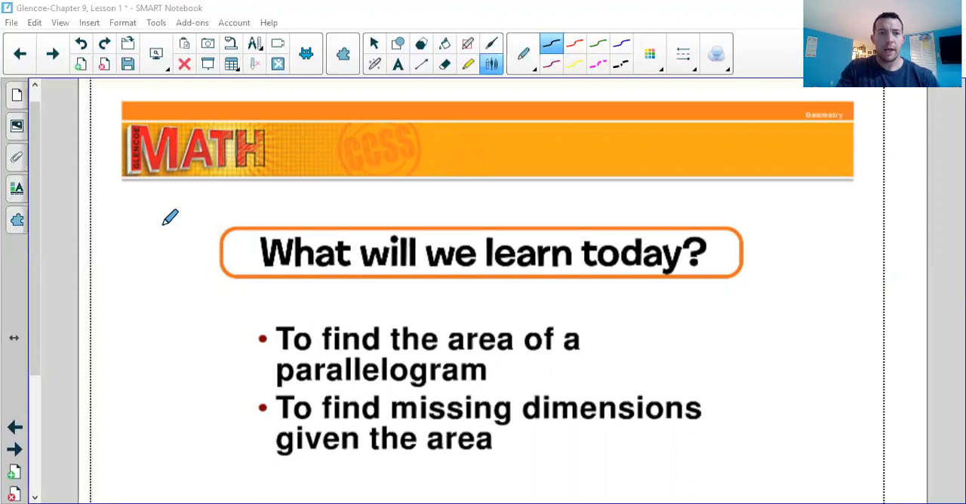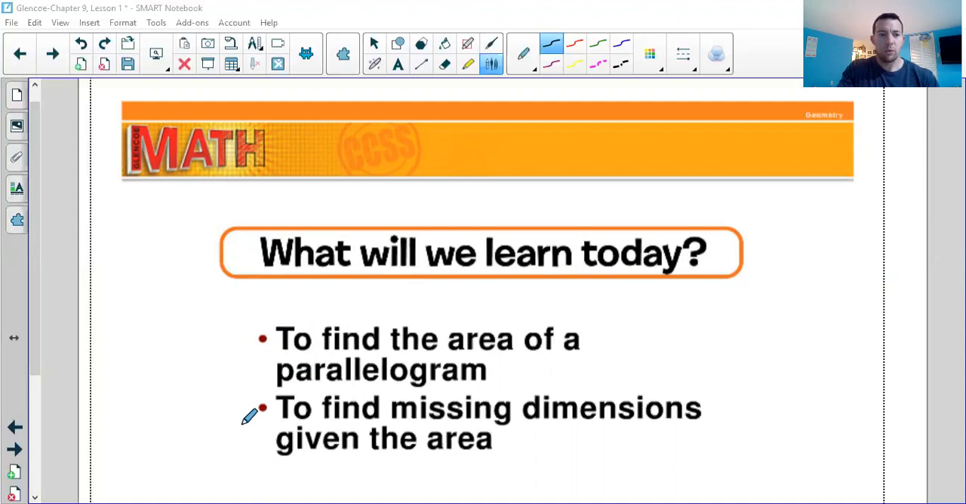So 9, lesson 1, we're looking at parallelograms. That's our main thing that we're looking at here. So we're going to find the area of a parallelogram, and then we're also going to find any missing dimensions if they give us the area.